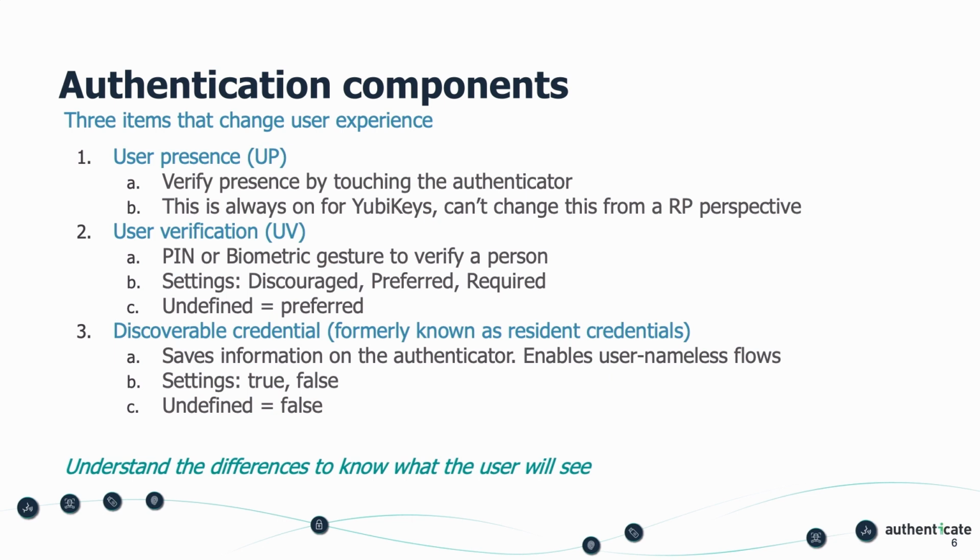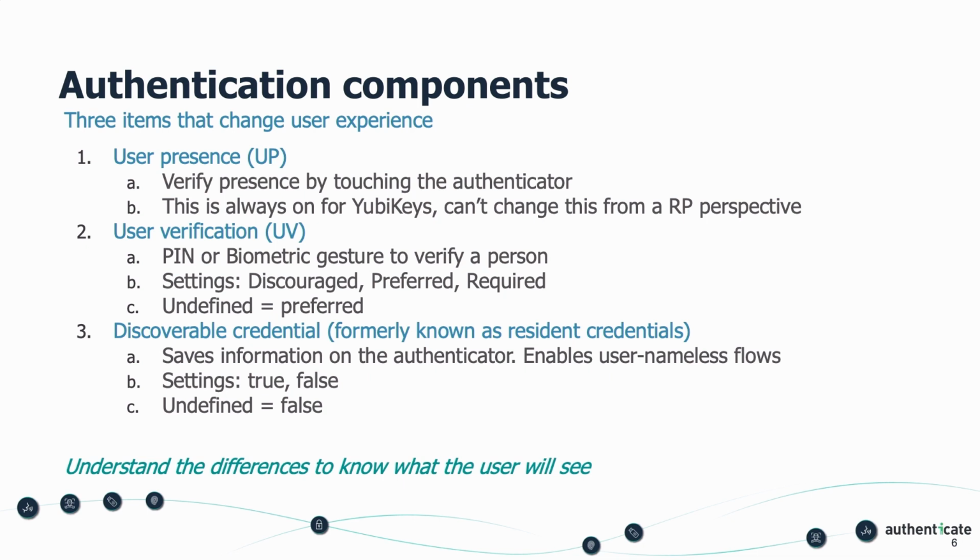As a relying party, you do get to pull those levers, right? So the settings for this are, you can set it to discouraged, preferred, which means that if the FIDO authenticator is capable of user verification, it will then present the user with a UV challenge, or you can set it to required. If you do not set this as a relying party, it will default to preferred. So if the FIDO authenticator is capable, then you'll get it.